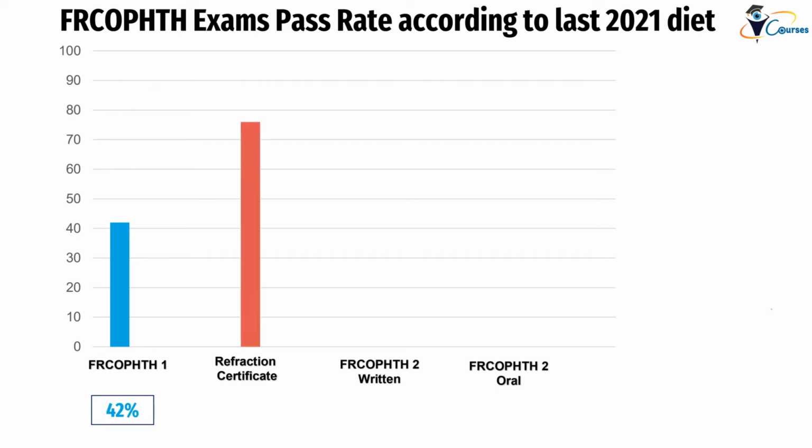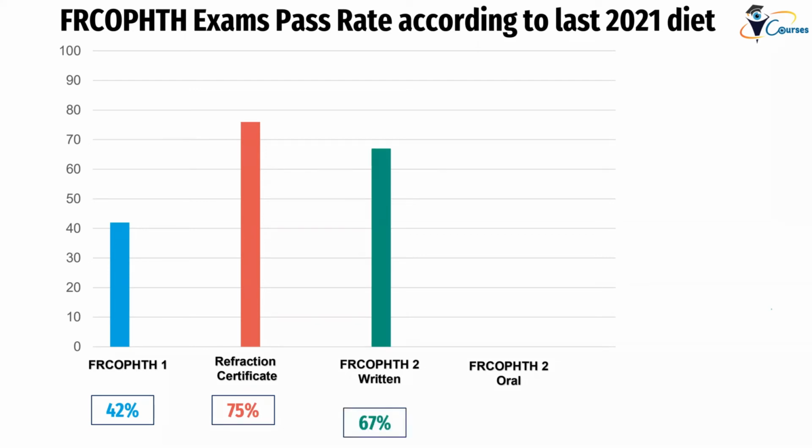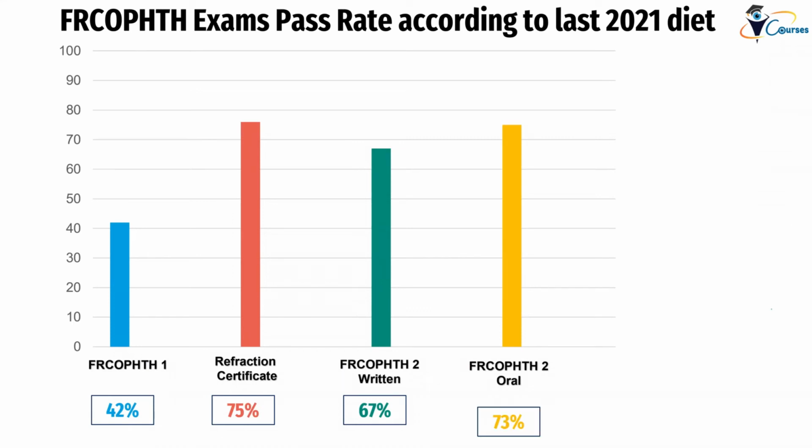So the refraction certificate has a remarkable pass rate since the introduction of the simulator eye, around 75%. The FRCOphth Part 2 written also has a remarkably high pass rate, around 67%. The FRCOphth Part 2 oral has a very high rate, 73%.